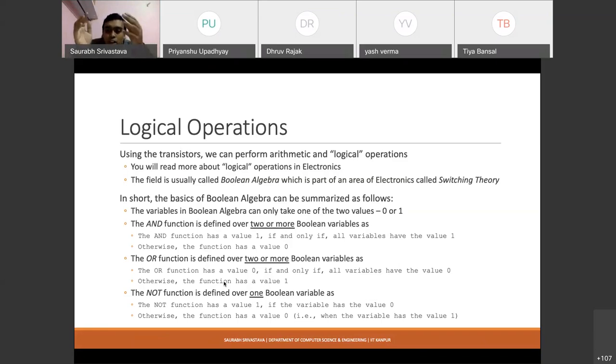You can have three transistors and then you have eight states, on, off, off, like this. And these are all Boolean functions. So if you have n variables, this is how Boolean algebra works: any function of n Boolean variables will have 2 to the power n possible outcomes.